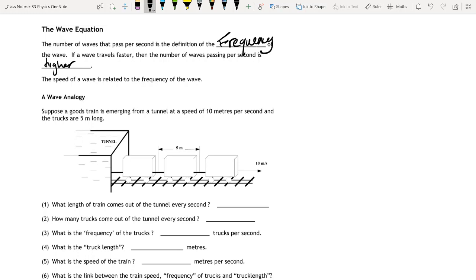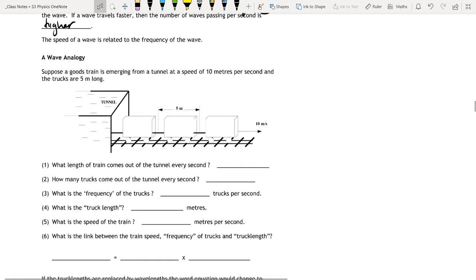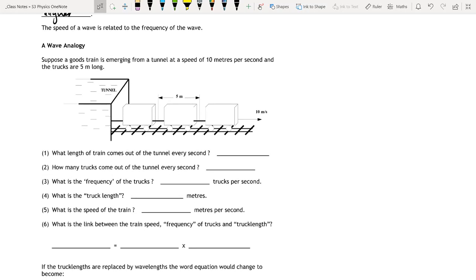So look at this analogy. Suppose a goods train is emerging from a tunnel at a speed of 10 meters per second and the trucks are 5 meters long. So there we've got a tunnel, each truck is 5 meters long and it's traveling at 10 meters per second. If it's traveling at 10 meters per second, what length of train comes out of the tunnel every second? Clues in the name of the speed? 10 meters every second. So 10 meters of the truck comes out in 1 second.